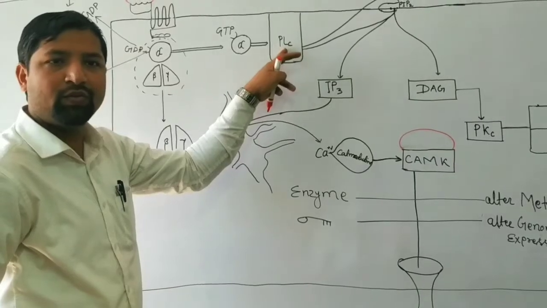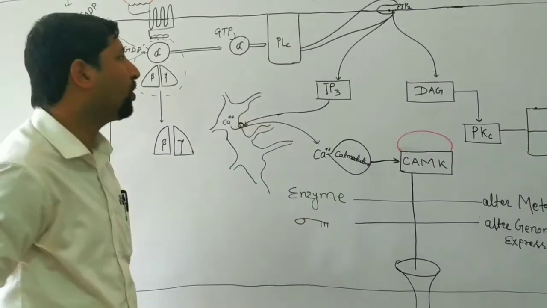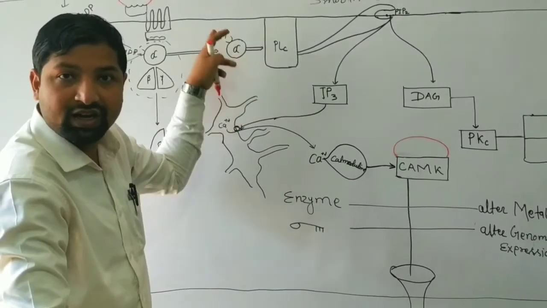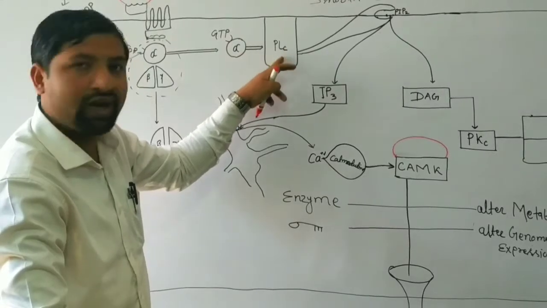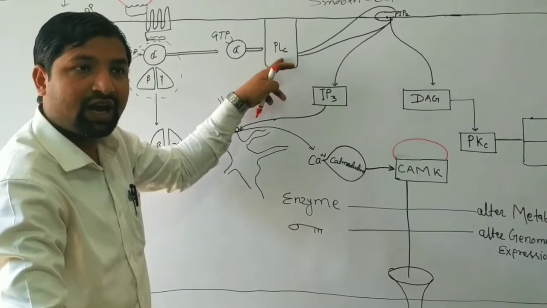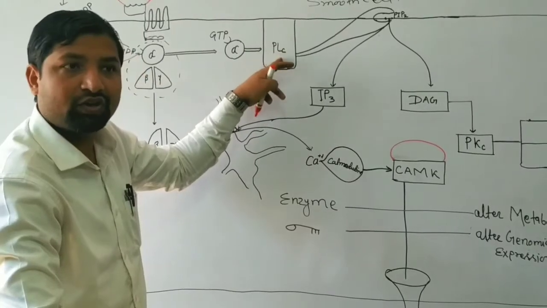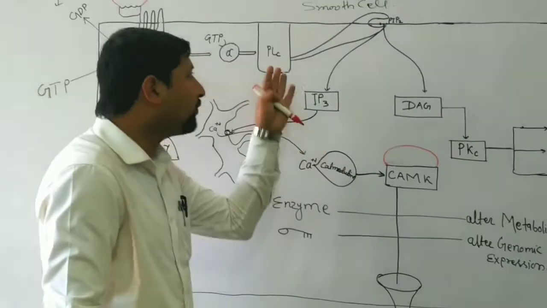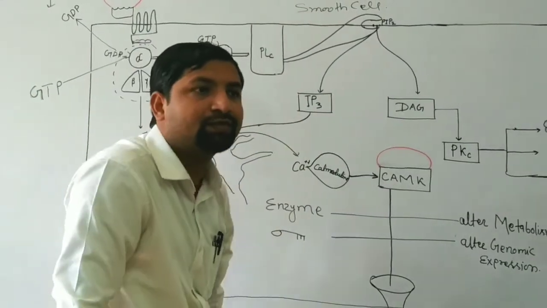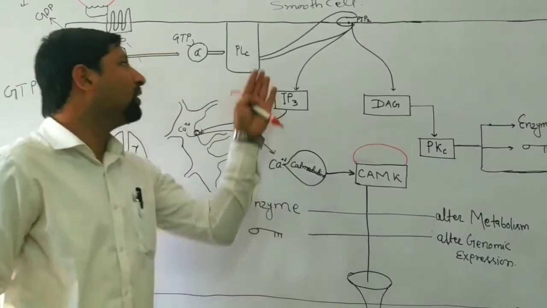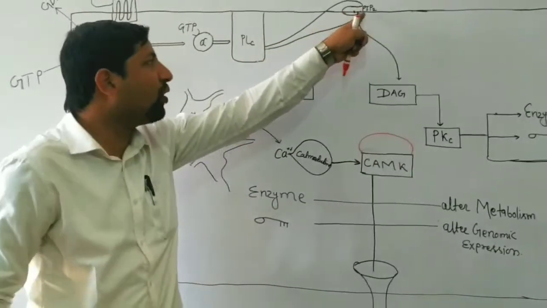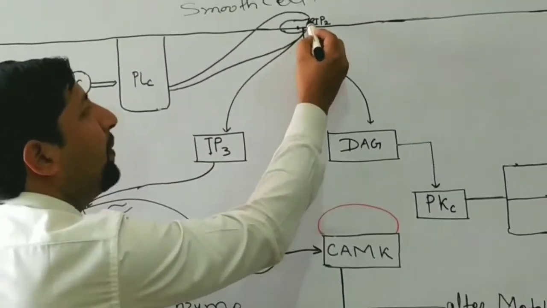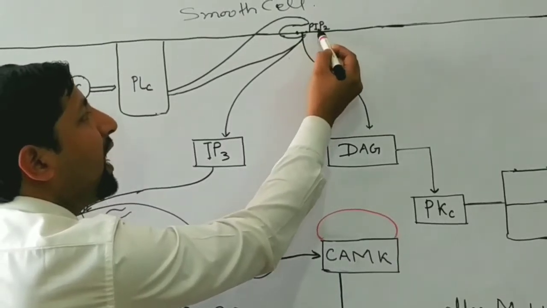Now the alpha subunit containing GTP will stimulate one of the membranous proteins, an enzyme known as phospholipase C. So what will phospholipase C do? Phospholipase C has a cleaving property. This phospholipase C will cut down the membrane lipid known as PIP2.